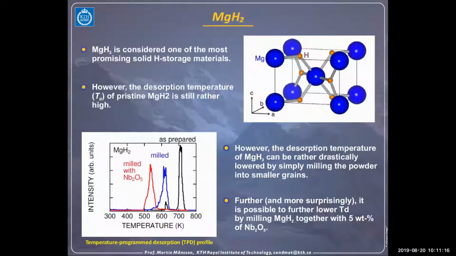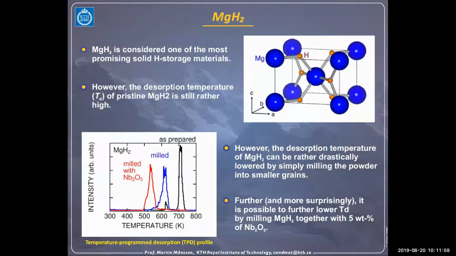Of course, you can move forward. Another material, magnesium hydride, is considered one of the promising materials. All materials are promising, at least the ones we look at. But the pristine material has quite a high desorption temperature. This is the temperature programmed desorption. You see, this is the as-prepared material, at about 700 K, something like this. But if you mill this, so you basically make the grains smaller, I guess, you can lower this by about 100 K. This is quite easy to understand: if you have smaller particles, it's easy for the hydrogen to move out.